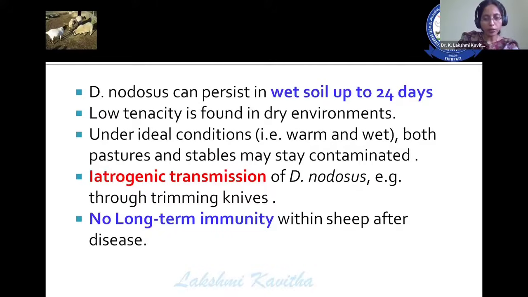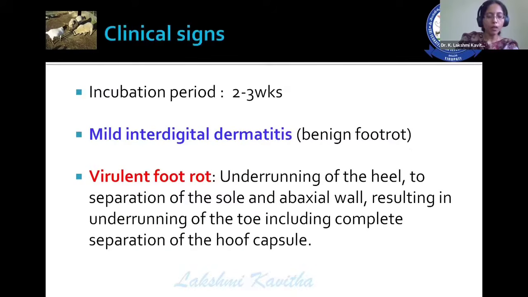Iatrogenic transmission of Dichelobacter nodosus is also observed because of trimming knives. And there is no long-term immunity in sheep after disease. So if a sheep gets affected today, you cannot take it for granted that it has lifelong immunity. There is no such guarantee for this infection.